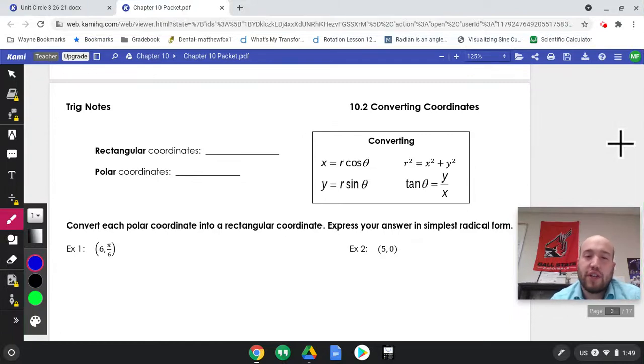Today we are going to be working on converting coordinates. So if we're given it in polar coordinates, we can change it to rectangular, or if we're given it in rectangular, we can change it to polar.